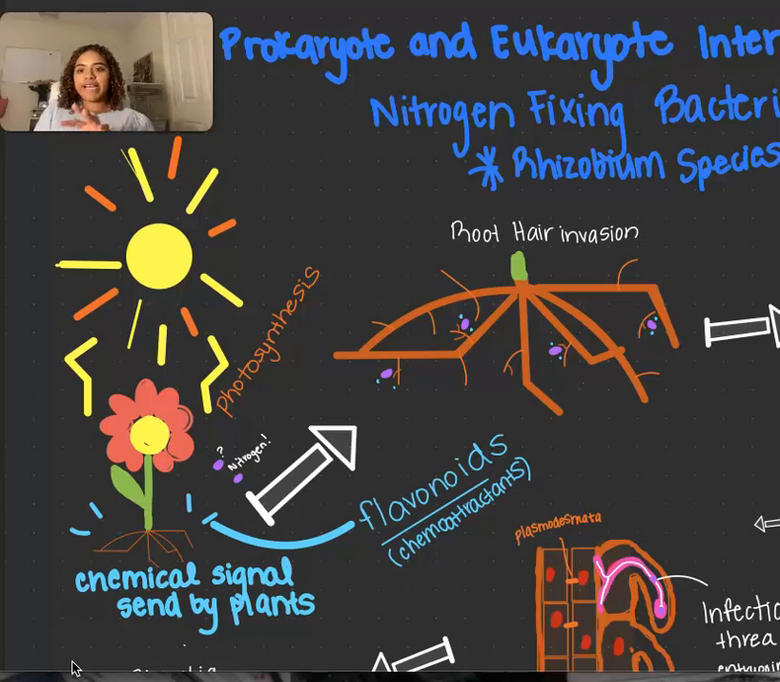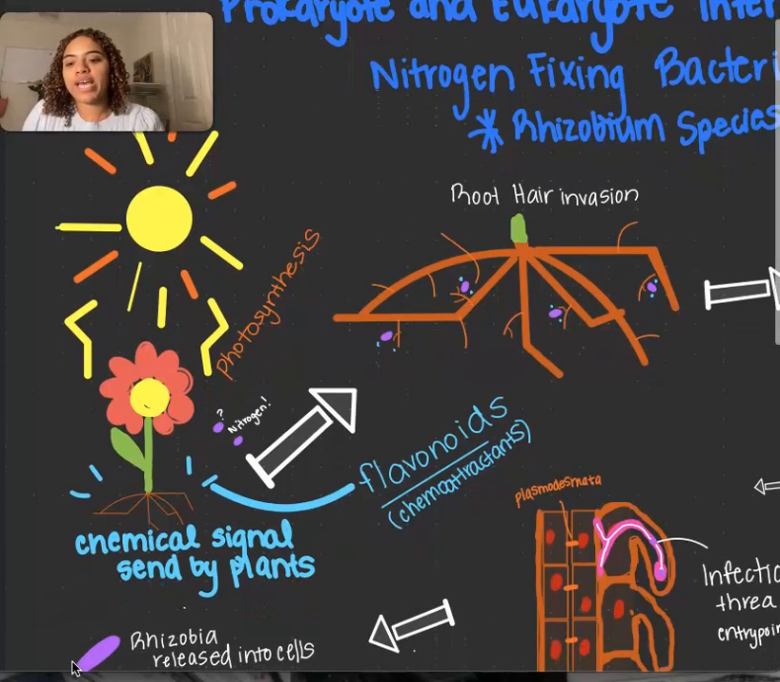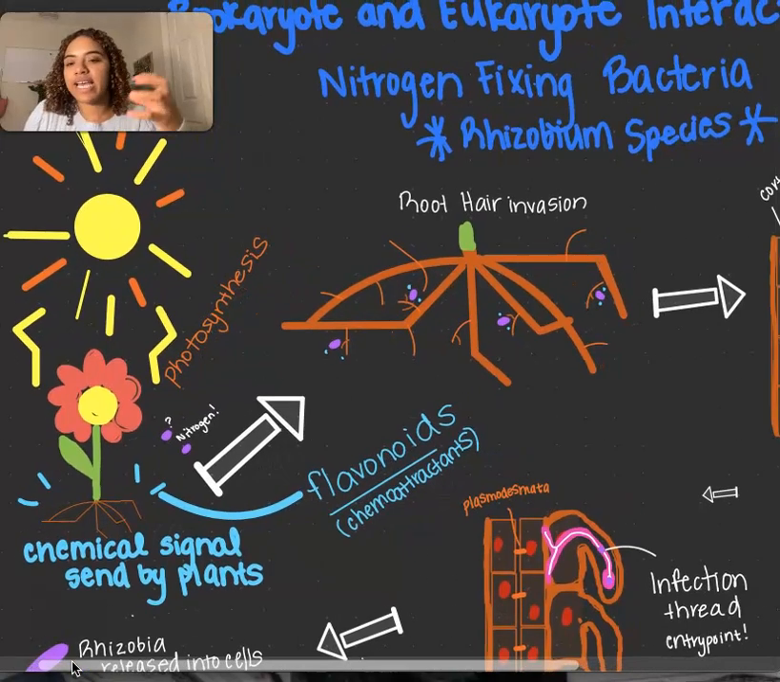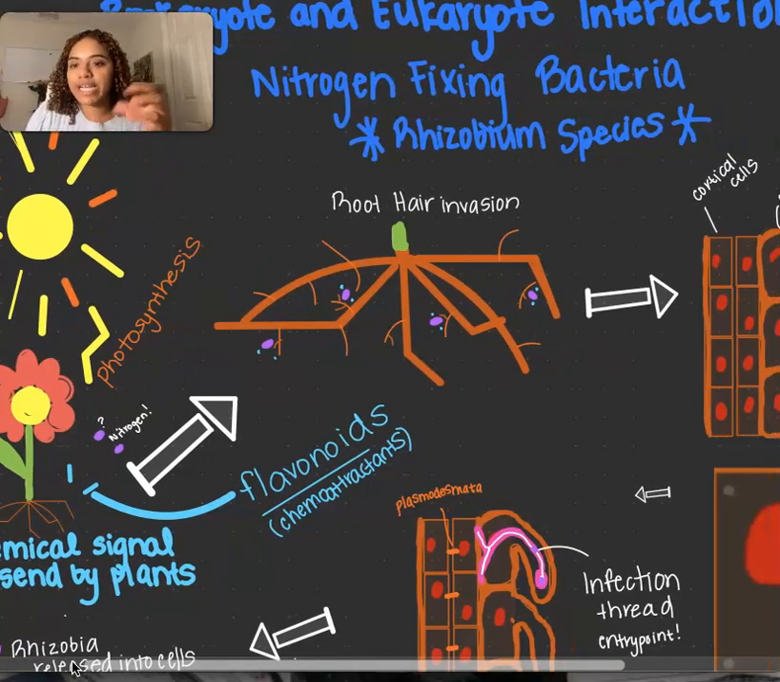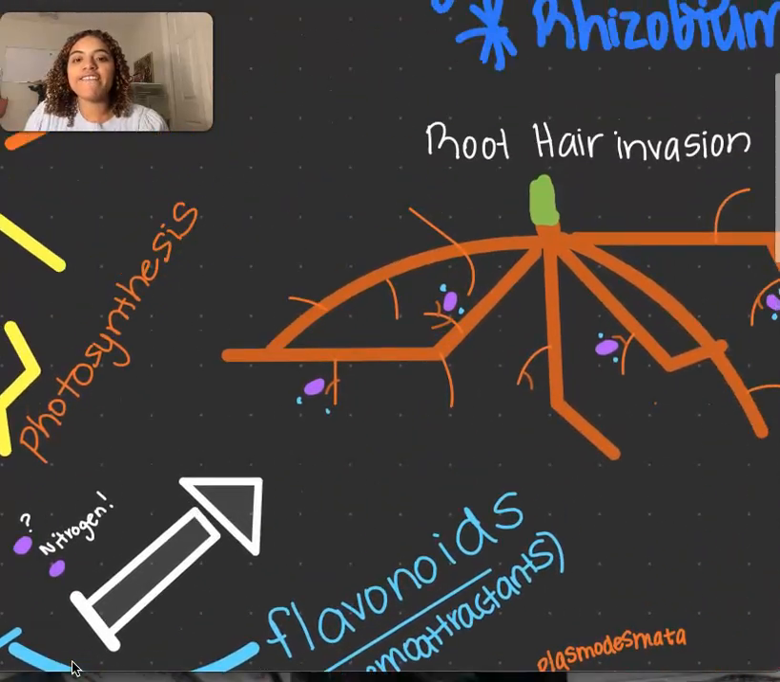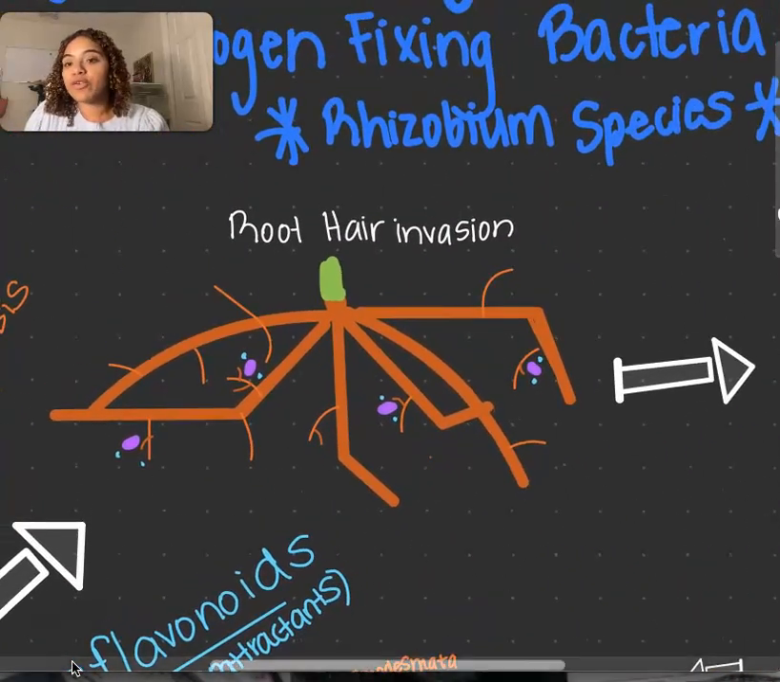So in the first part of my diagram, we have a little sun and a representation of photosynthesis and a little bit of plants. We have something called flavonoids that leguminous plants send out in order to attract those Rhizobium bacteria into the root hairs. As soon as they get those flavonoids, which are chemoattractants, they realize, we need some nitrogen. So they start invading the little root hairs.